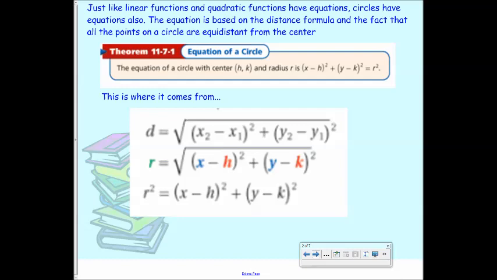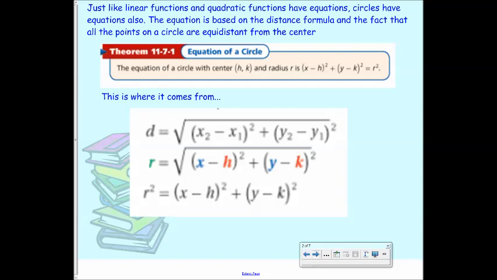Does anyone recognize this formula? Yes, the distance formula. This is the distance formula where, instead of x1 and y1, we plug in the center. And then the distance is always going to be the radius because it's from the edge of the circle all the way to the center of the circle. So that's where h and k come from. And then the distance becomes r because that distance would just be the radius of the circle. So that's where the formula comes from.